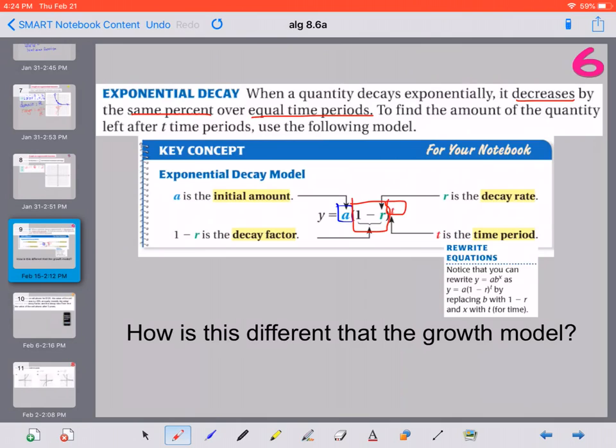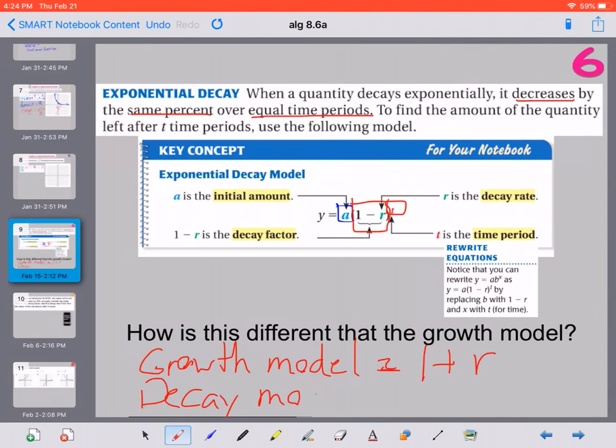Well, how is this different from the growth model? In the growth model, it was 1 plus r. Here in the decay model, it's 1 minus r. So it's different from the growth because this time we're subtracting the rate, not adding it.